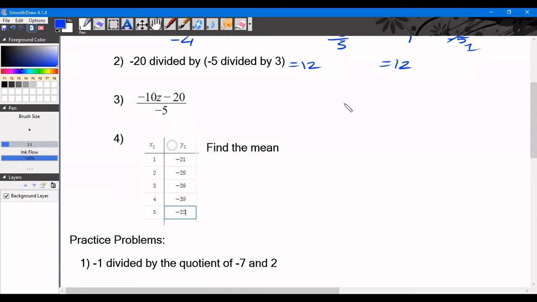For problem 3, you can break this up into two fractions. The way that you can write that is negative 10z divided by negative 5, minus 20 divided by negative 5. You have to keep the negative 5 as a negative 5. You can't say that because I'm subtracting, I'm going to remove that negative 5. That's not how it works.